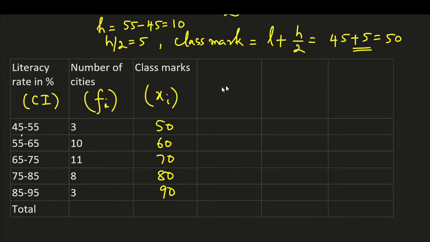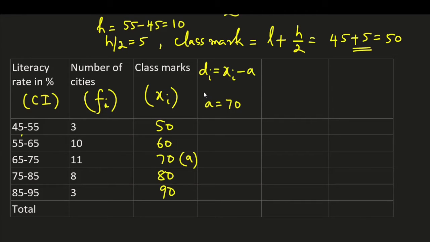Now let us employ the deviation or step deviation method. First let us take some assumed mean. The central value is 70 here, and 70 has the highest frequency. So it is better to choose 70 as assumed mean. This is our assumed mean, A. So A is equal to 70. di is equal to xi minus A.